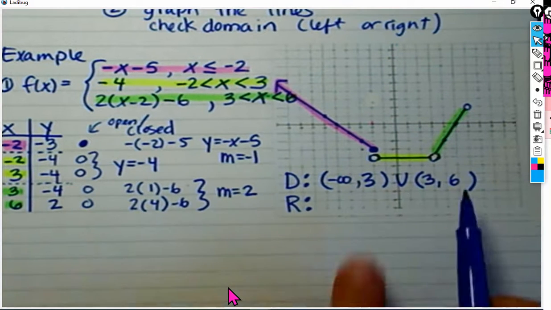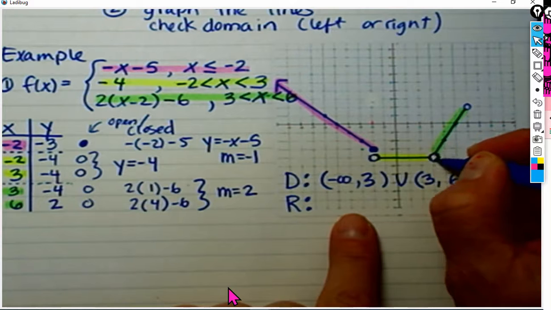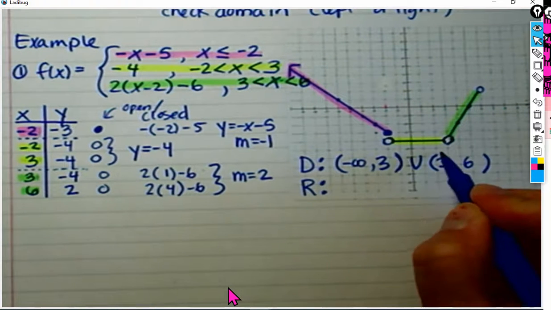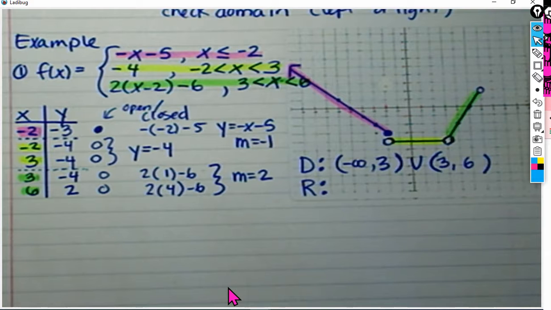Now the next piece is just 3 to 6. Notice how there is nothing filling in via x equals 3. That's why that one is not included. Soft brackets on both of them. Open circle, not filled in. And infinity is always a soft bracket. All right.